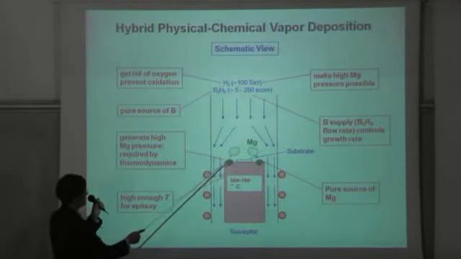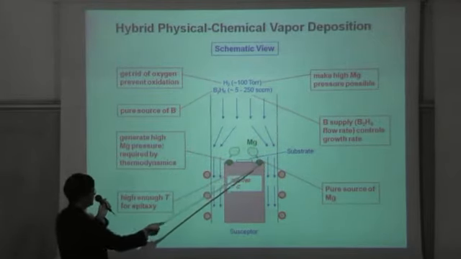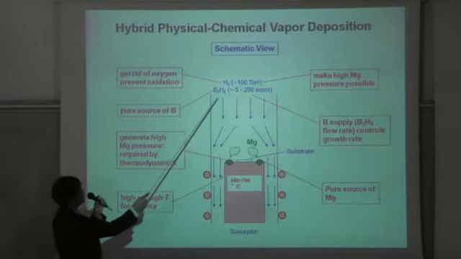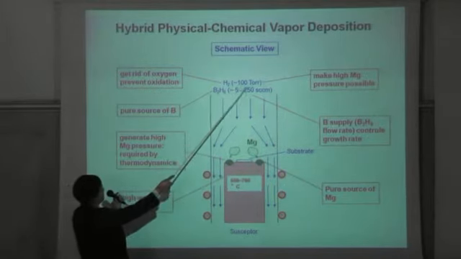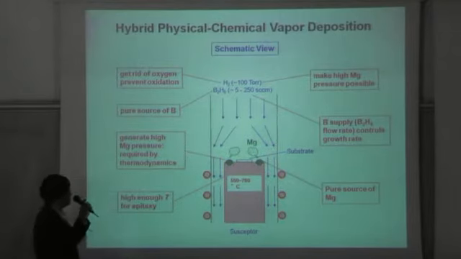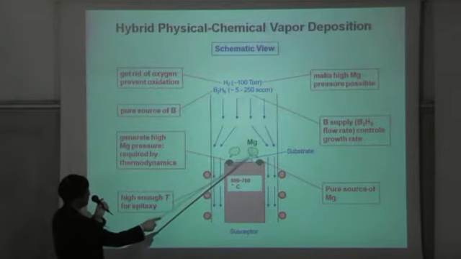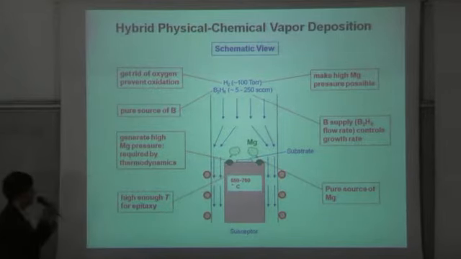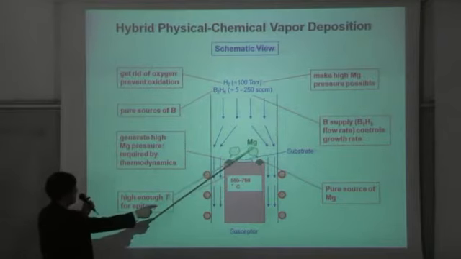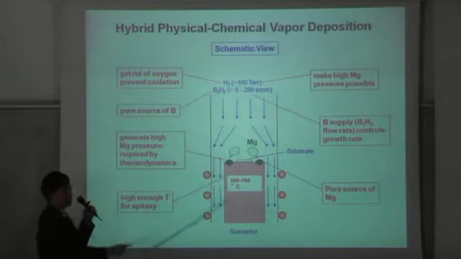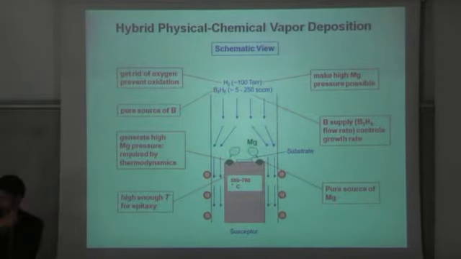But for magnesium, we just use bulk magnesium and heat it together with the substrate. And the total pressure is fairly high, like, for example, 100 torr. So that makes it possible to generate high magnesium vapor around the substrate. And then when we heat it up, we have this high magnesium vapor. Then diborane comes and decomposes, and we can form film on the substrate.